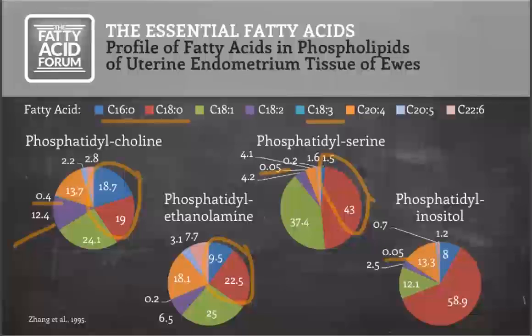Only phosphatidylethanolamine has significant amounts of the longer chain omega-3, C22:5 in light blue and C22:6, which is DHA, in pink. You'll notice that concentrations of C18:0 stearic, the red, increase as concentrations of C18:2, the purple, decrease. So they're kind of inversely related in concentration.